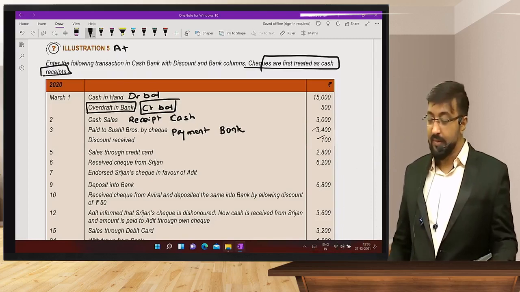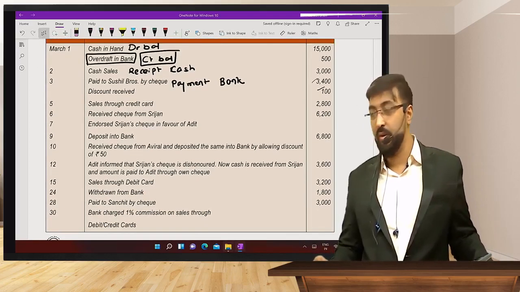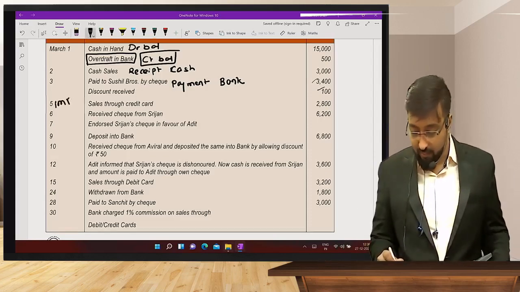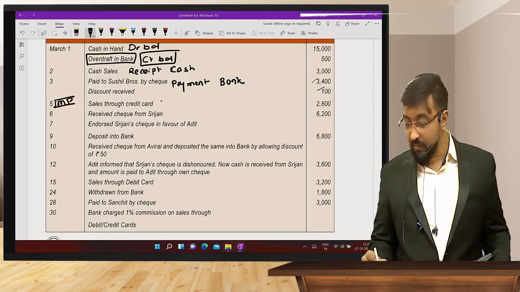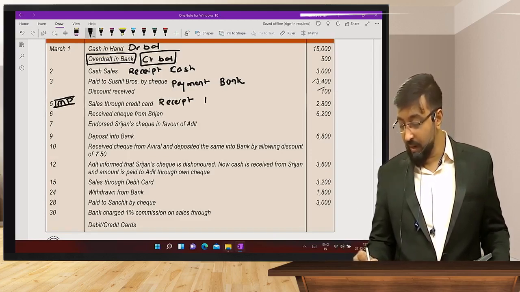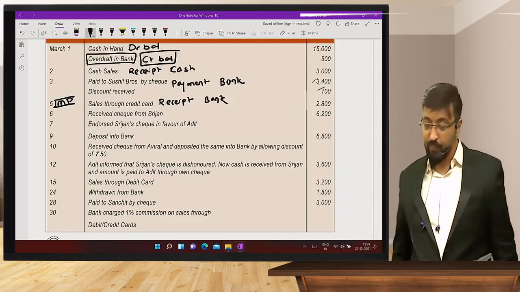3,400 and 100. Sales through credit card. Now credit card means bank transaction. Okay. So credit card through means it's a first time, so mark it as IMP. It's a bank receipt side. And in which column? Bank column. So this is IMP.